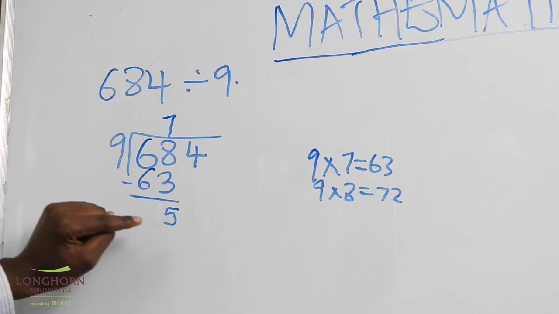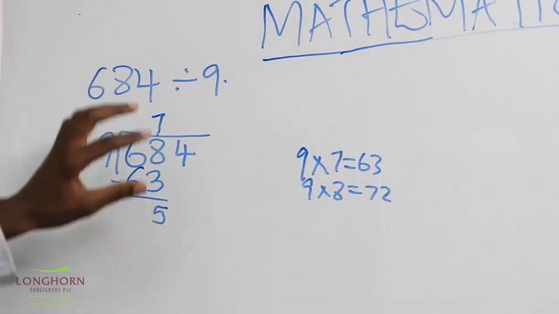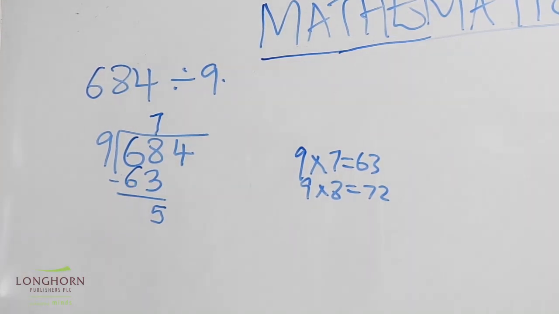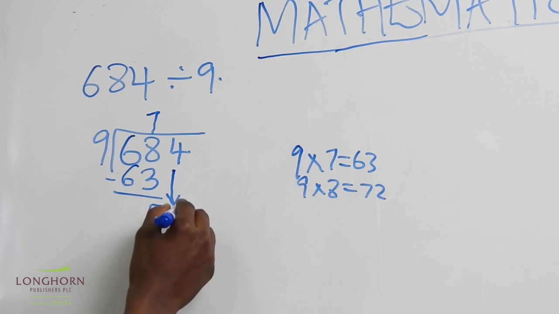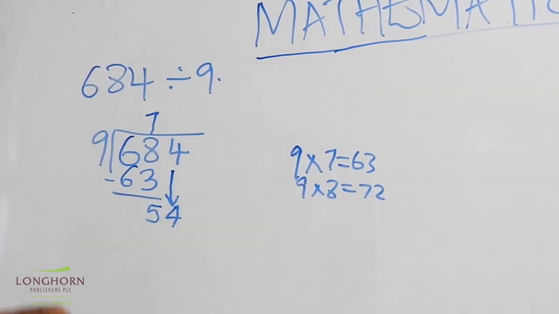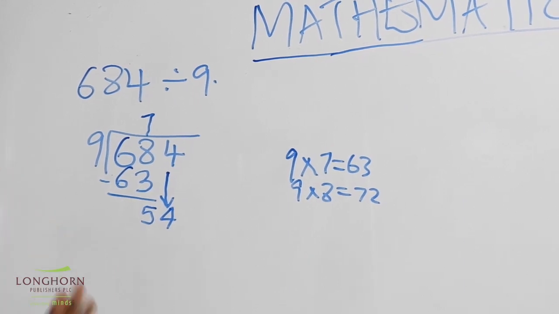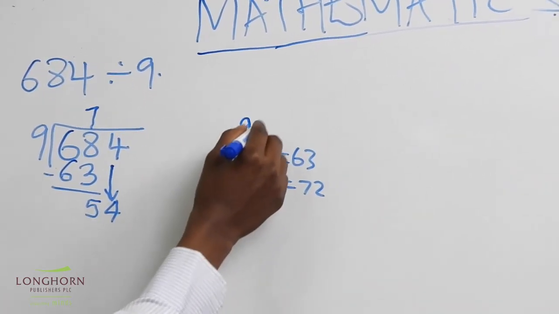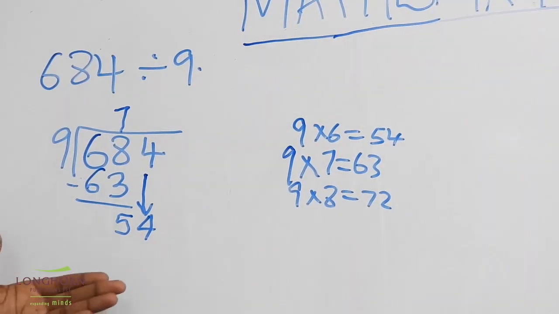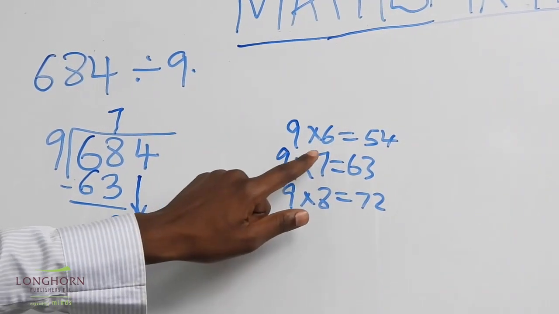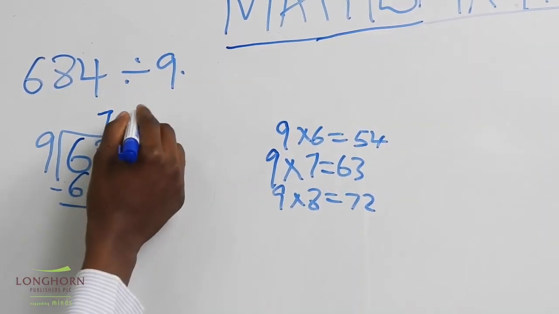Again, 9 divides into 5 0 times, but we don't write that 0. Instead, we drop the next digit after 8. So we drop 4 to have 54. So how many times does 9 divide into 54? Again, using the multiplication table for 9, we know that 9 times 6 is equal to 54. So 9 divides into 54 6 times. So we write 6 above 4.